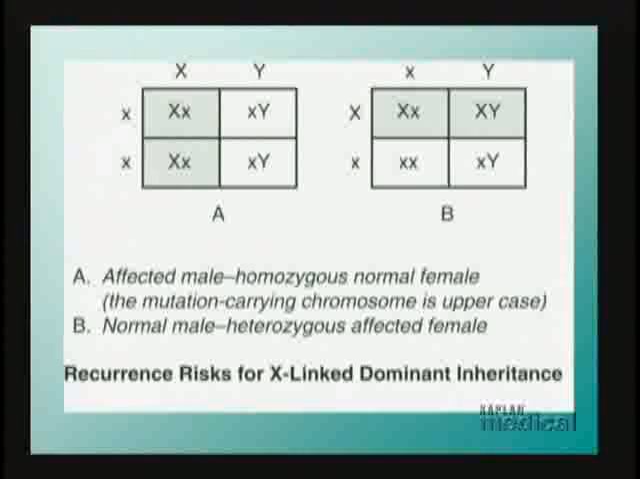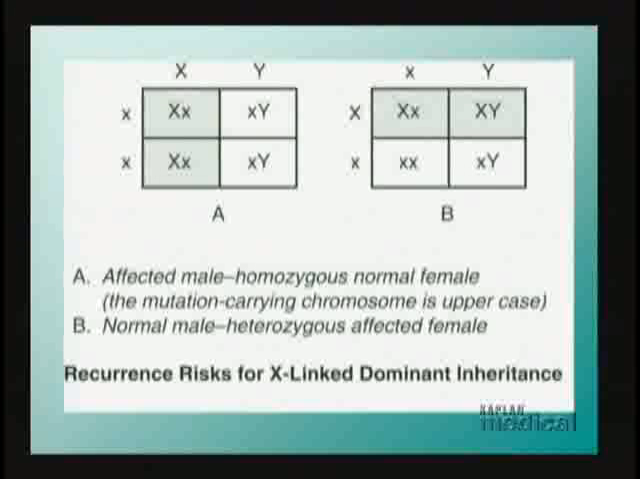so that for couple A, with a father being affected, all of his daughters will be affected by this disease because he must give his mutant X chromosome to all of his daughters, and since it is dominant, all the daughters will have the symptoms of the disease. All of the sons from that couple will be completely normal.